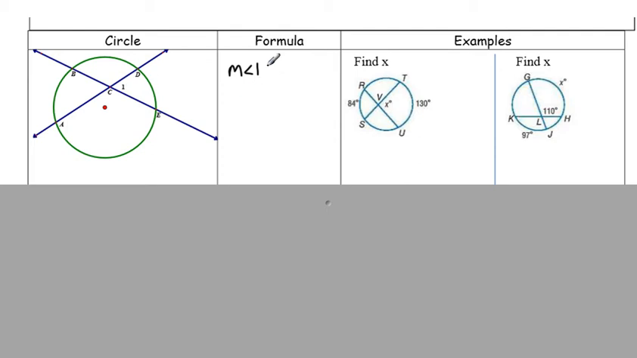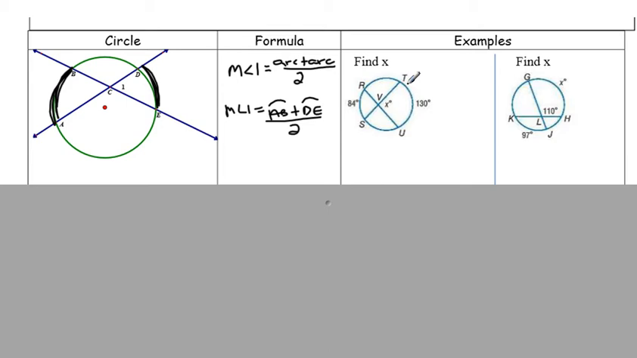angle is arc plus arc divided by 2, and that'll give us the angle. And the arcs that I'm referring to are the arcs that are across from the angle. So I can say the measure of angle 1 equals arc AB plus arc DE divided by 2.